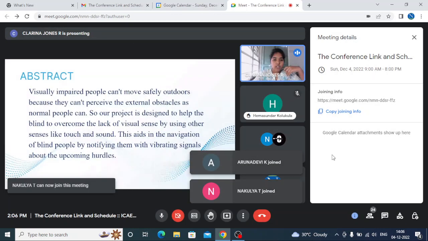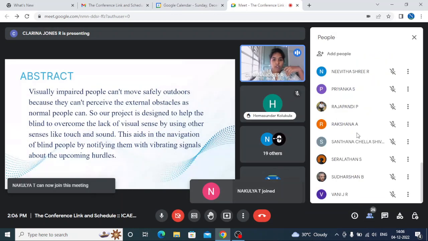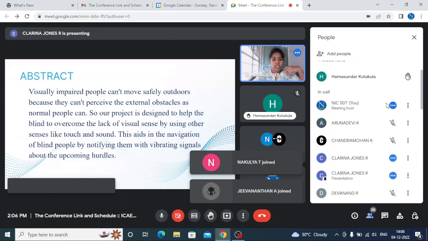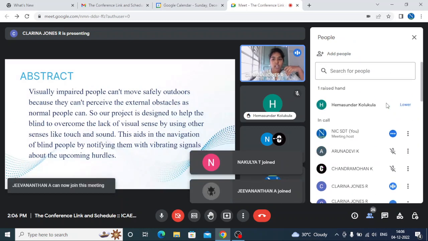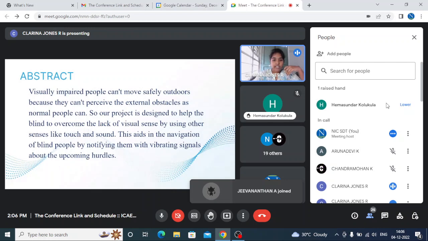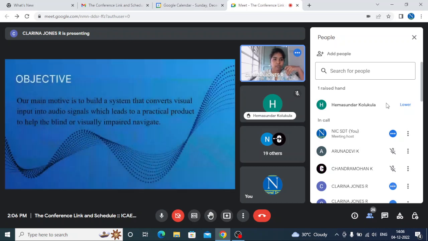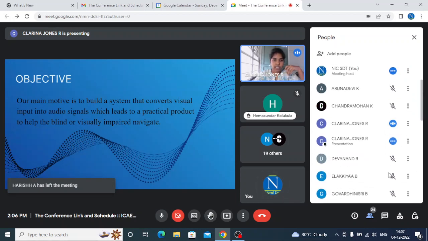Heading to the abstract of the paper: visually impaired people can't move safely outdoors because they can't perceive external obstacles as normal people can. This project is designed to help the blind overcome the lack of visual sense by using other senses like touch and sound. This aids navigation by notifying them with vibrating signals about upcoming hurdles. The objective of the project: our main motive is to build a system that converts visual input into audio signals, which leads to a practical product to help the blind or visually impaired navigate.